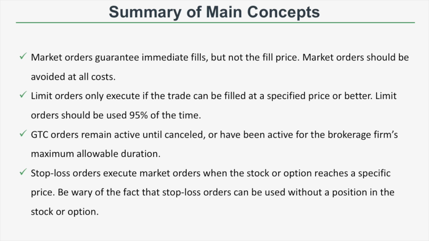Alright, so let's go ahead and discuss the main concepts that you've learned from this video. So the first is that market orders guarantee immediate fills but not the fill price, and therefore in our opinion market orders should be avoided at all costs. Limit orders only execute if the trade can be filled at a specified price or better. Therefore, we think that limit orders should be used 95% of the time because your fill prices are going to either be what you wanted them to be, or they'll be better. GTC orders remain active until canceled or have been active for the brokerage firm's maximum allowable duration. And lastly, stop loss orders execute market orders when the stock price or option price reaches a specific price.